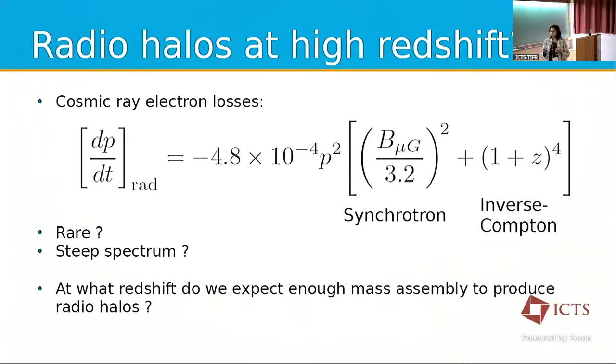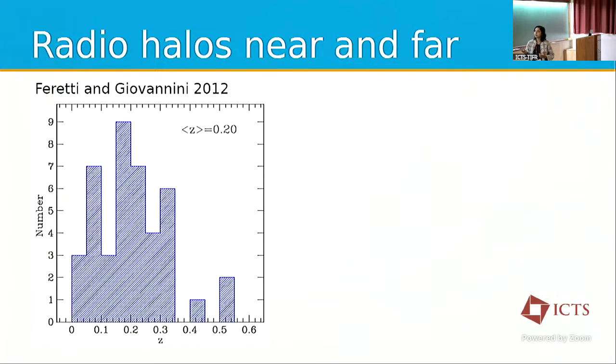So now observations are capable of confirming or allowing us to investigate this. And also a curiosity is, at what redshift do we expect enough mass assembly to produce radio halos? Because we need magnetic fields to reach the levels where you would expect detectable synchrotron emission. So protoclusters are also of interest, but I'm not going to touch upon those. So this is the picture as one would say not so long ago, but it has evolved very rapidly.